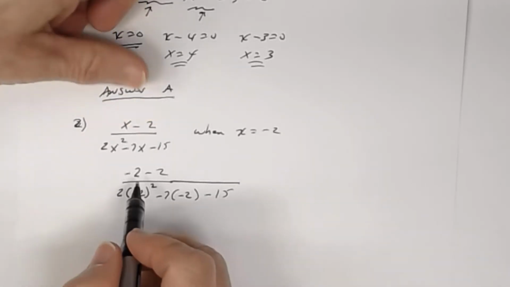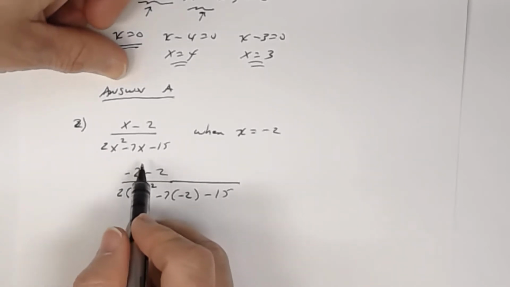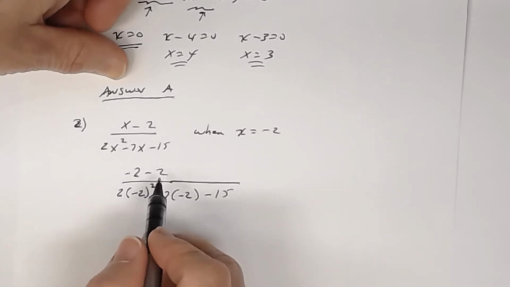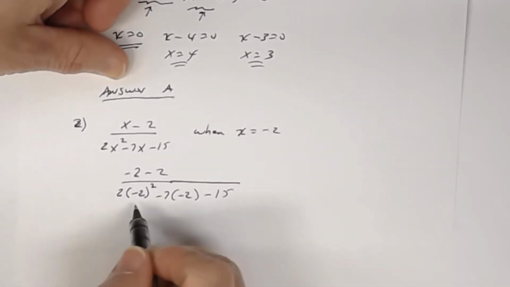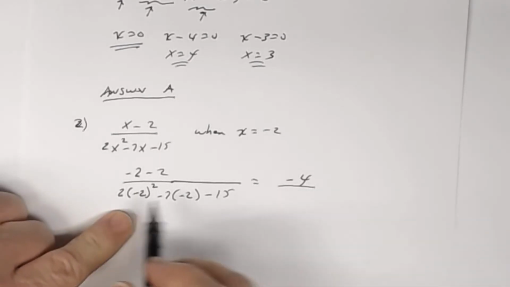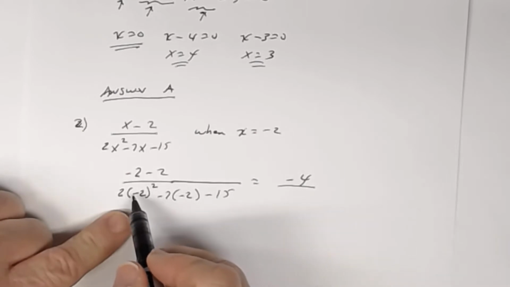Notice I did not put negative 2 in parentheses here because it's easier to see that negative 2 minus 2 is a negative 4. So in the numerator it is negative 4. Now in the denominator, you have to be careful. You have to use the order of operations, so I've got to use exponents first.